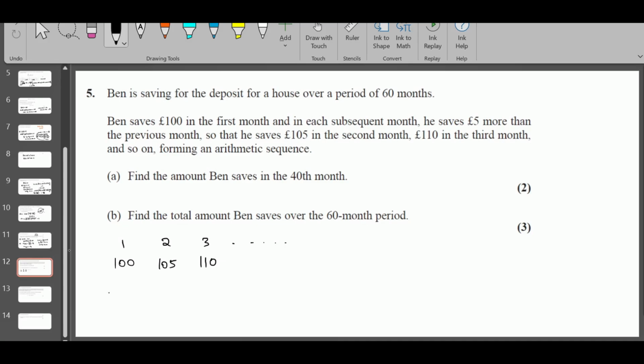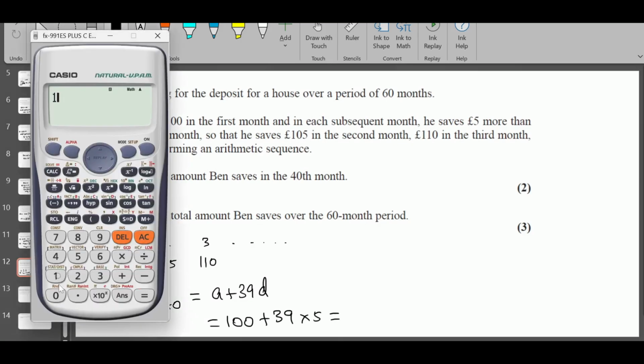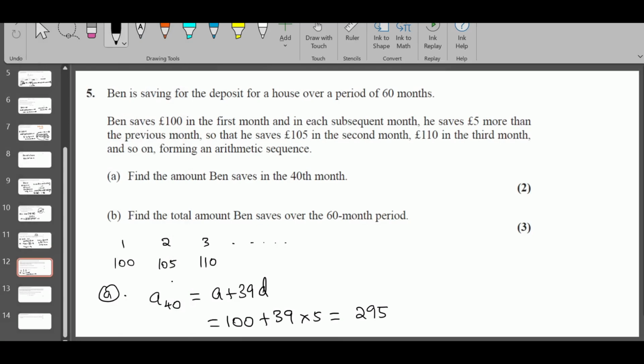Part A. Find the amount he saves in the 40th month. A40 is a plus 39d. a is the first term. Common difference is 5. So 100 plus 39 times 5, 295.